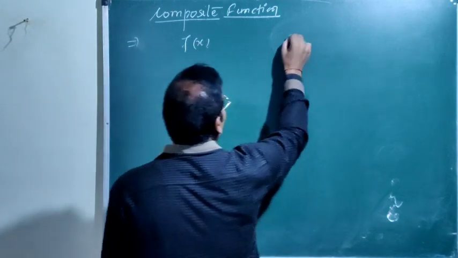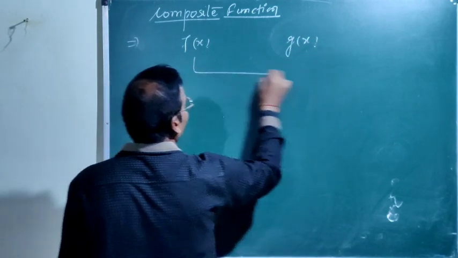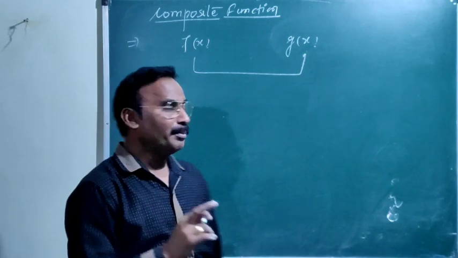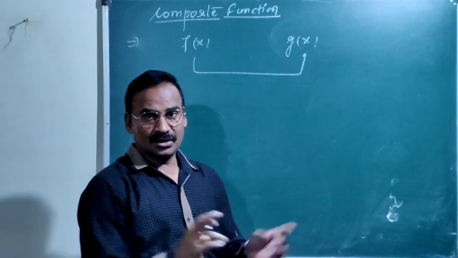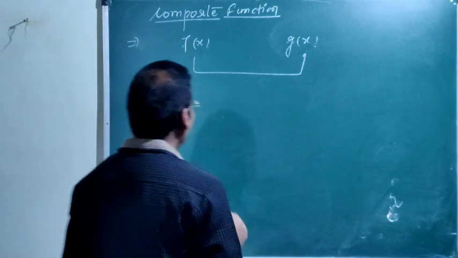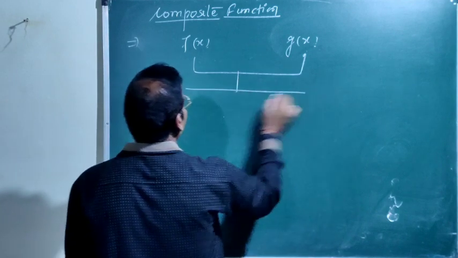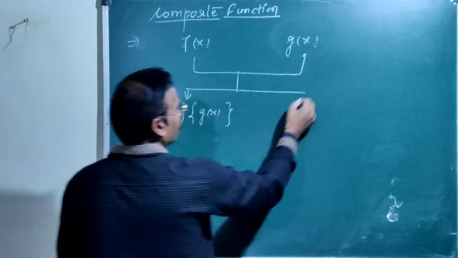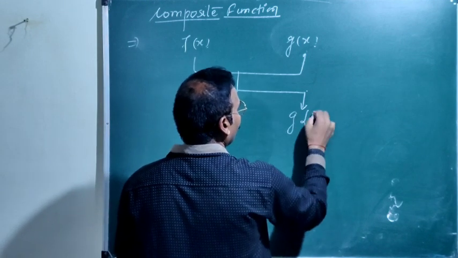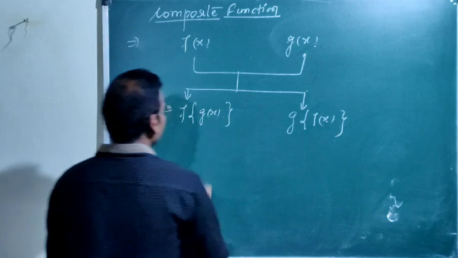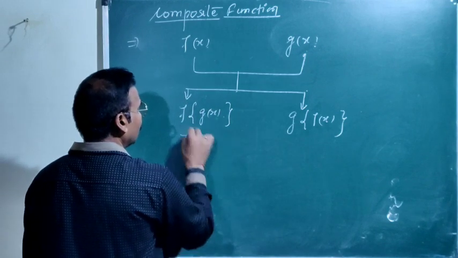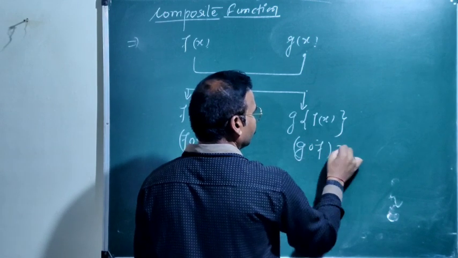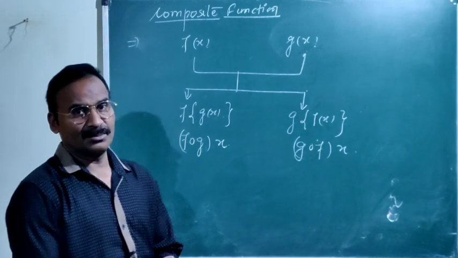If f(x) and g(x) are two functions, there are two manners in which you can composite these two functions. How? Either f of g(x), or second, g of f(x). This is called f of g of x. This is called g of f(x). This is called the composite function.